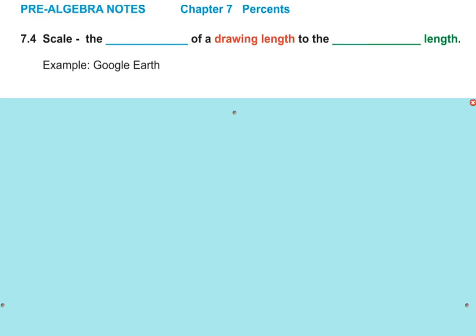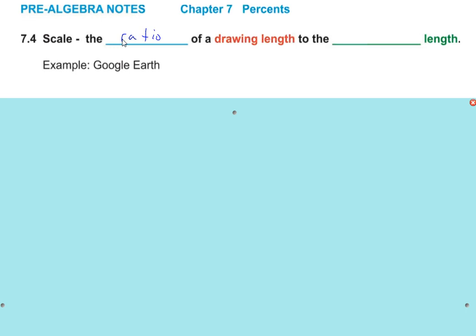Okay, so we're talking today about scale. And when you talk about scale, we're not talking about that white stuff in your bathtub. That's also scale, that's a chemical scale. We're talking more about a ratio.